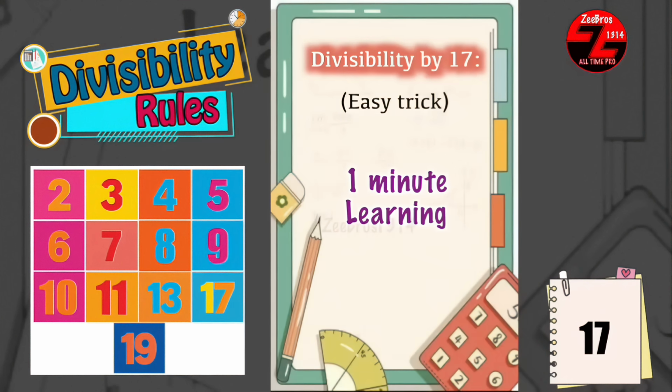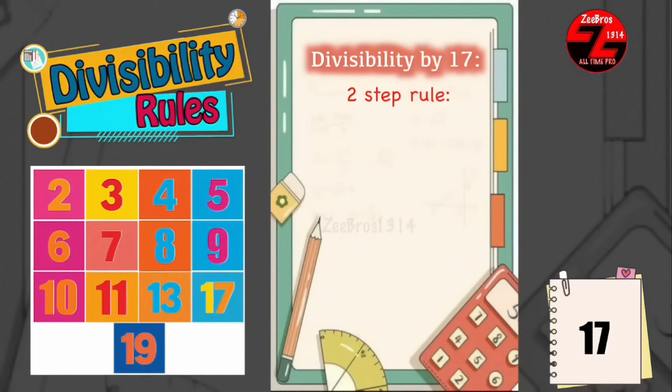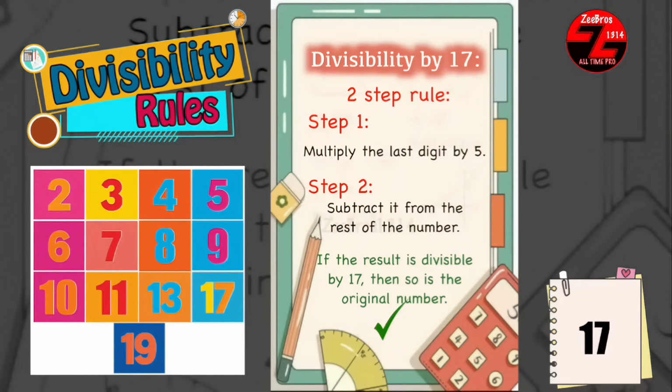Divisibility by 17. This is also a two-step rule and it is similar to the divisibility rule of 13. But the only difference is in step 1 we have to multiply the last digit of the number with 5, not 9. Step 2 is similar. Let's directly take an example.